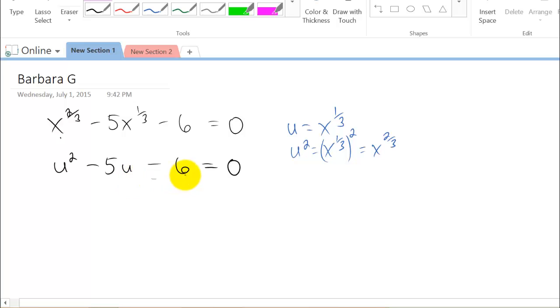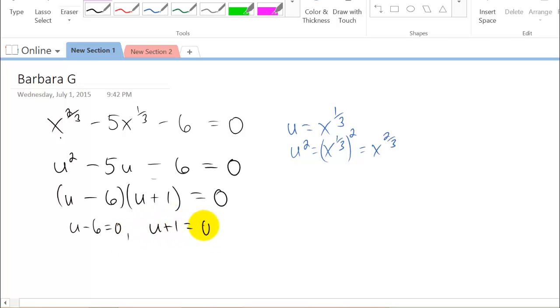Now we can solve this quadratic using a number of techniques. You could use the quadratic formula, or in this case, since it's one of the simple quadratics, we can actually factor it. So we factored this quadratic. We're going to get u minus 6 equals 0, and u plus 1 equals 0 if we split that thing up into two pieces, giving us u equals 6 and u equals -1. Of course, it was never our goal to find u in the first place. Our goal was to figure out what x was.